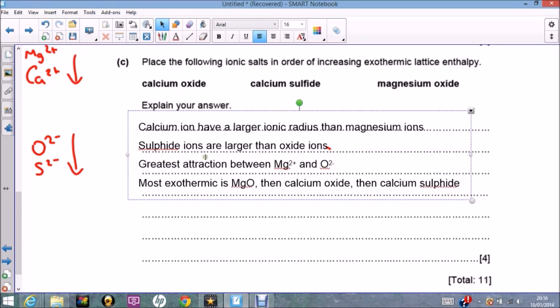Okay, so if we think about it, through our reasoning we've decided that magnesium oxide is the most. The least is going to be the one with the two biggest ions, which is calcium and sulfide, so that's going to be the least exothermic. Calcium oxide goes in the middle. So 1 for each of these marking points.